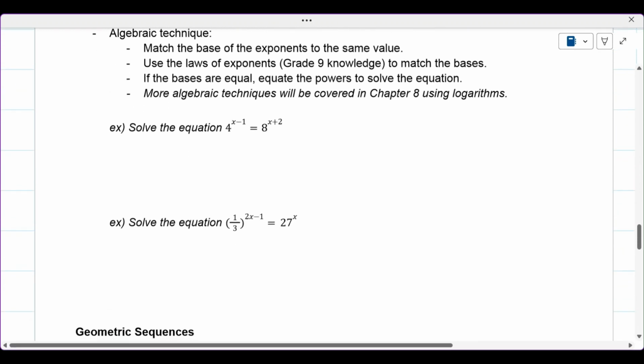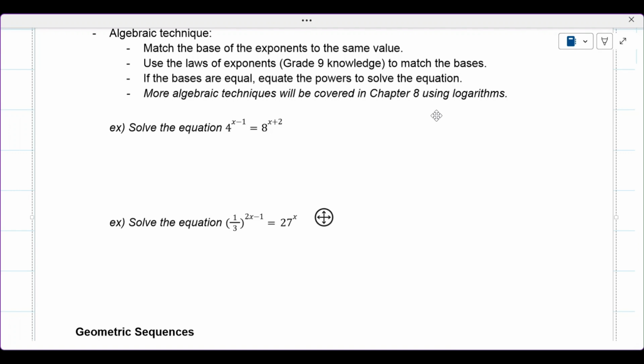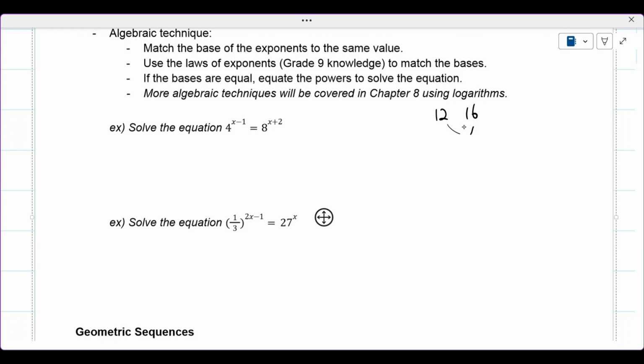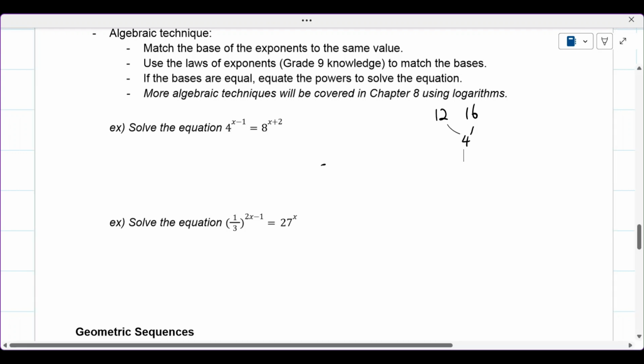The first thing that we need to do is identify the similar bases. To identify the similar bases, it's kind of like finding the lowest common multiple of two numbers. When you have a number like 12 and 16, the lowest common multiple of these two numbers will be 4, because 4 times 3 is 12, and 4 times 4 is 16. Something like that. You're going to find the common base of the two bases that we have. In this case, we have 4 and 8 as two bases.